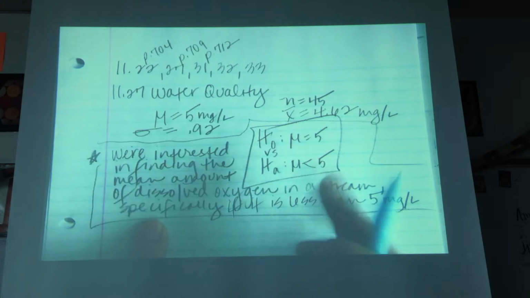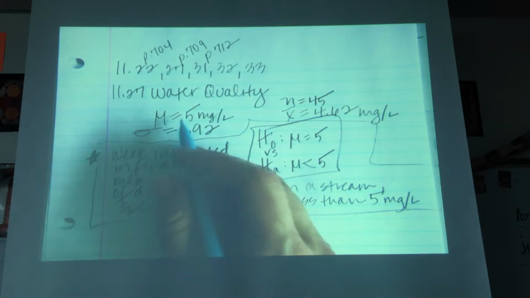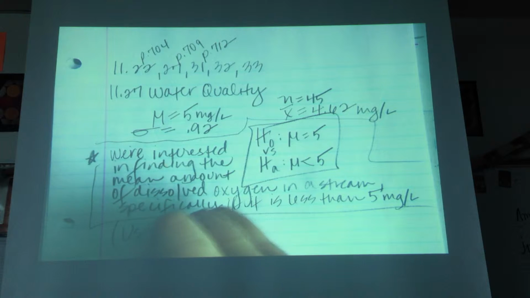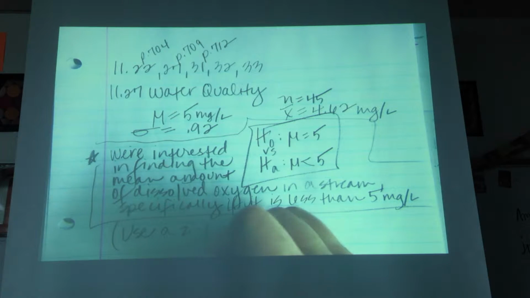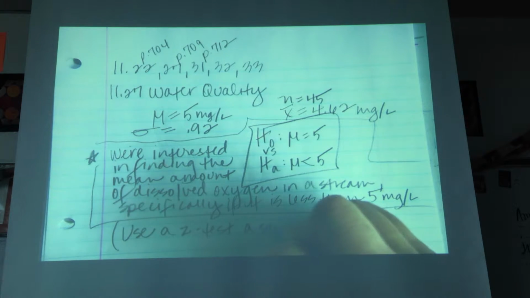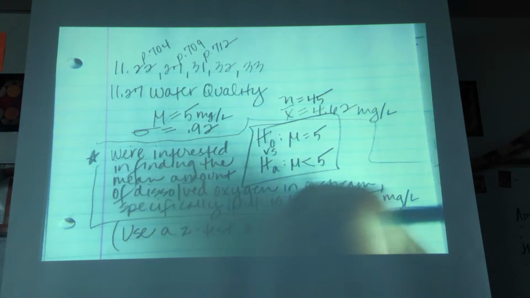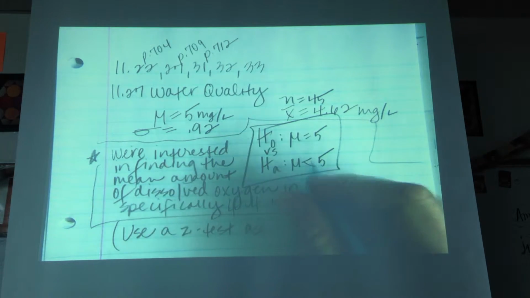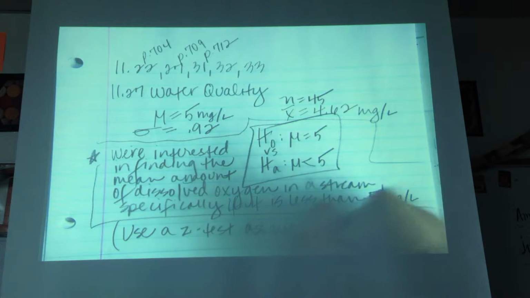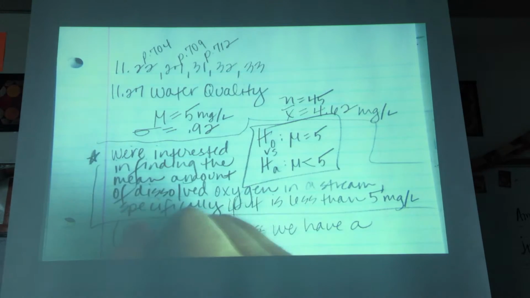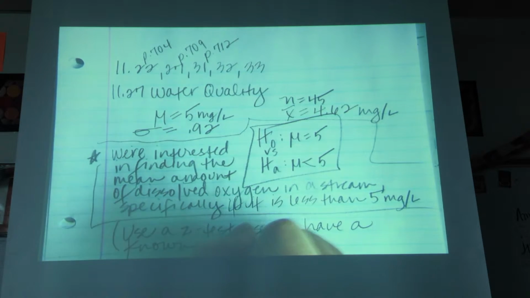Now, we will use a z-test because we're given this, and I'm going to say using a z-test as we have a known population standard deviation, as we have a known sigma.